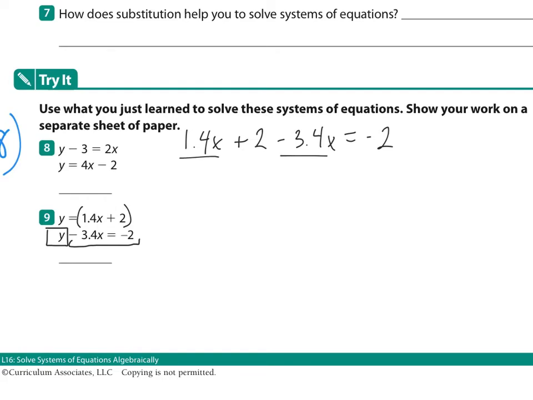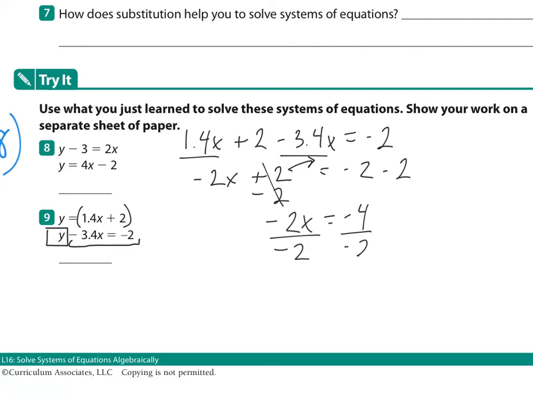Let's combine our x's. Watch your signs. 1.4 minus 3.4x. That's negative 2x. Didn't do anything with plus 2 equals negative 2. Okay. We're going to move this 2 over to the other side. So subtract 2. Subtract 2. All right, it cancels out here. Negative 2x equals negative 4. Divide by your coefficient of negative 2. You get x is equal to 2.